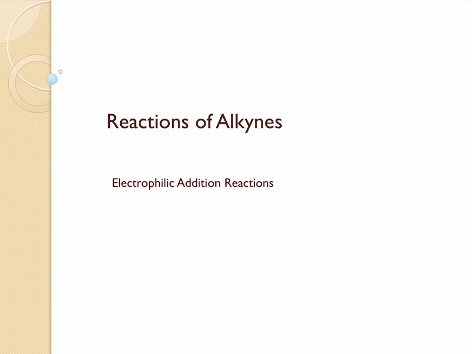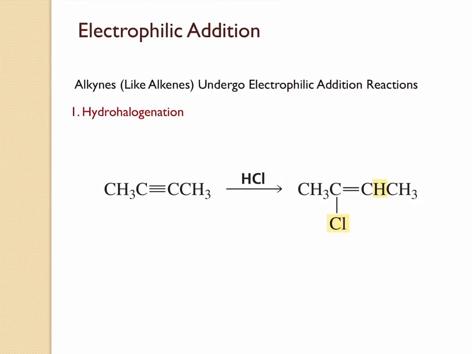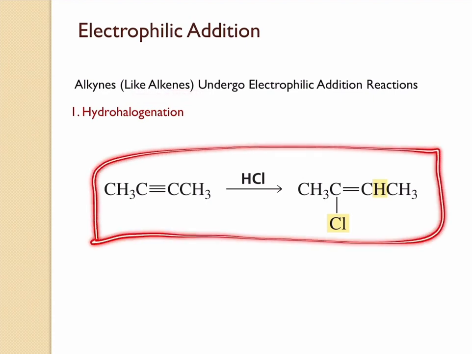Electrophilic addition reactions. Alkynes are electron-rich molecules because of the presence of electron cloud around the sigma bond, because of which it can undergo electrophilic addition reactions like alkenes. Here is an example for an electrophilic addition reaction of alkyne.